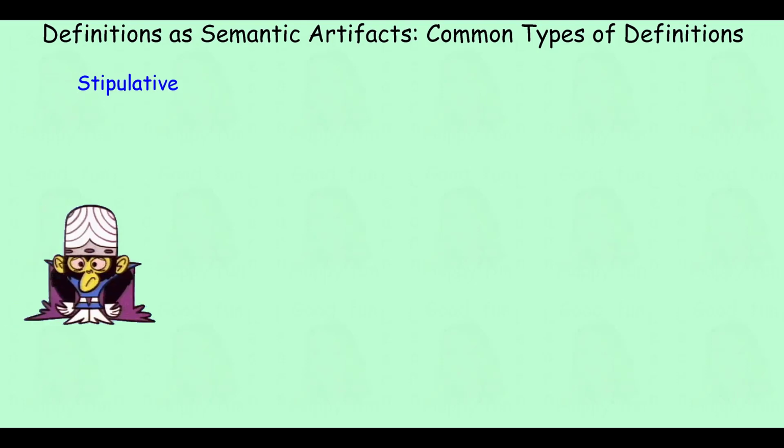There are a number of different common types of definitions, and they differ slightly in what they're trying to accomplish. So a stipulative definition is a definition that's trying to fix the meaning of a term in a particular context. It might be because there are multiple possible meanings. It might be because they want to introduce a new meaning of a term in a particular context. It might be because they want to define something or name something that heretofore hasn't had a name or a meaning.